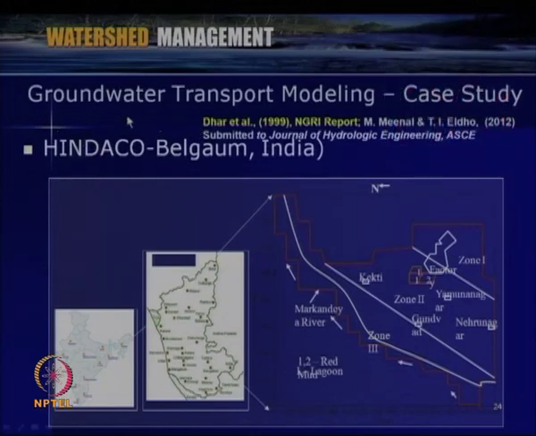So, now before closing this lecture, we will briefly go through how a specific type of groundwater quality model can be used to predict the transport phenomena within an aquifer system. So, the case study is Hindalco, Belgaum, in the Belgaum area. So, this is the aquifer system, the domain area. This area, one of my students, Meenal, has modeled using the mesh free model which she has developed. So, the details of this study area are given in Thar et al. 1999, and then Meenal and Eldho submitted to the Journal of Hydraulic Engineering, ASCE.